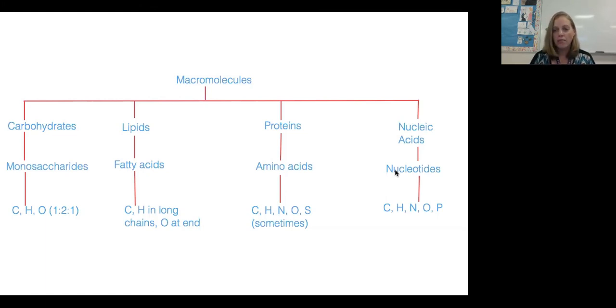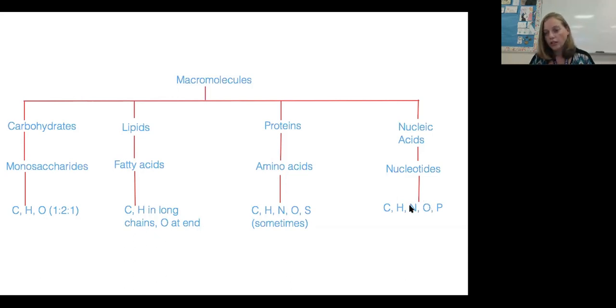The elements that make up these monomers: if we look at monosaccharides, you have carbon, hydrogen, and oxygen in a 1:2:1 ratio. Again, this gives this molecule a hexagon shape. Your fatty acids have very long chains of carbon and hydrogen, but a little bit of oxygen in that carboxyl group at the end. The amino acids are made of all 6 elements of life except for phosphorus. So you have carbon, hydrogen, nitrogen, and oxygen in all of our amino acids, and some of them also use sulfur.